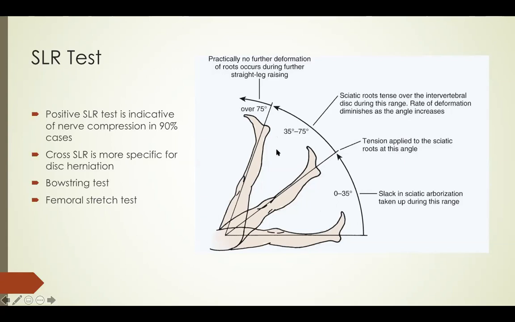There's another thing, which is cross SLR. Suppose you have a disc herniation on the right side, and the nerve is stuck on the right. If you raise the leg on the left, normal side, sometimes that creates tension on the other side as well. That's called cross SLR, which is more specific and sensitive, because if you have a positive cross SLR, that patient does pretty well after surgery.